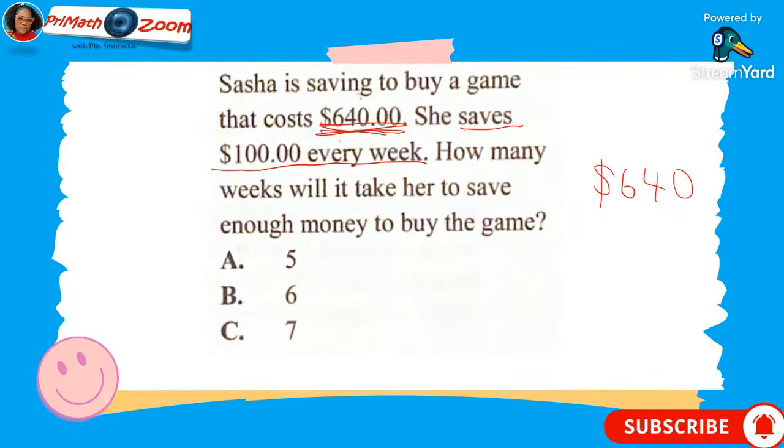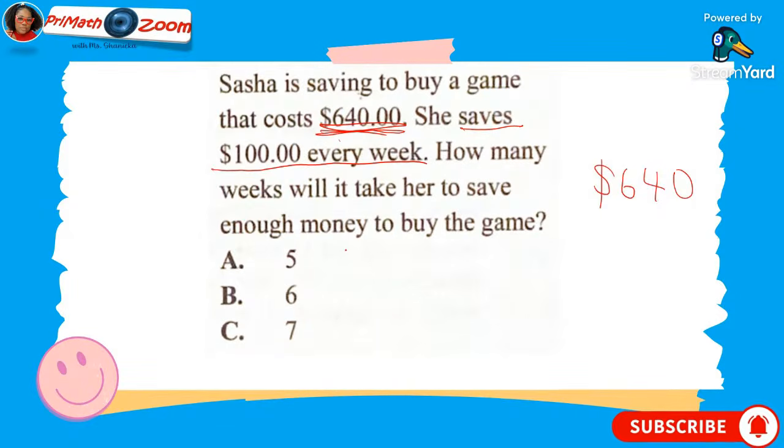All right. William says 7 because 6 weeks would be $600. So 7 for the $40 extra. Okay, I understand. O'Malley says because she says $100 every week. Zuri says 7 weeks because she's going to need $40 more. All right, thank you for those explanations.